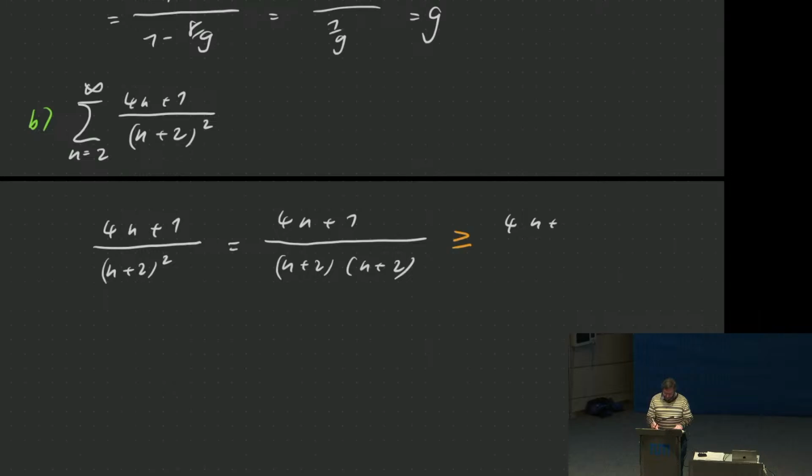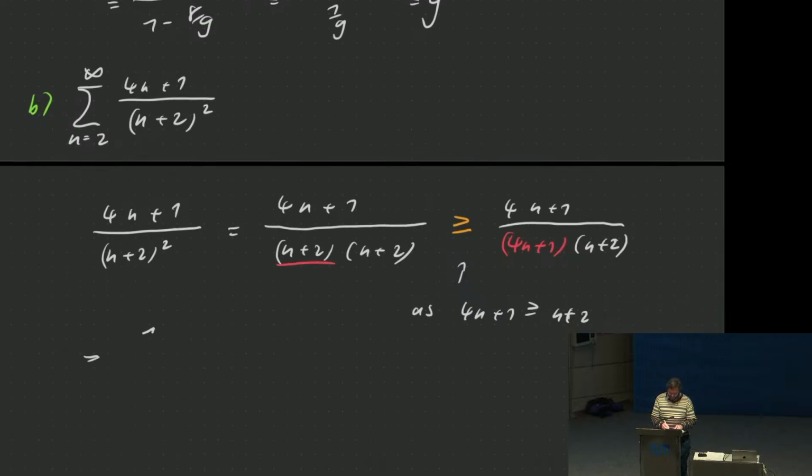If we just replace one of those n over n plus 2 expressions by 4n plus 1 and leave the other one in place, then what happens? Well, we're starting at 2, remember? And of course, 4n plus 1 is greater or equal to n plus 2, greater in fact for all n greater or equal to 2. So this is true as 4n plus 1 is greater or equal to n plus 2.